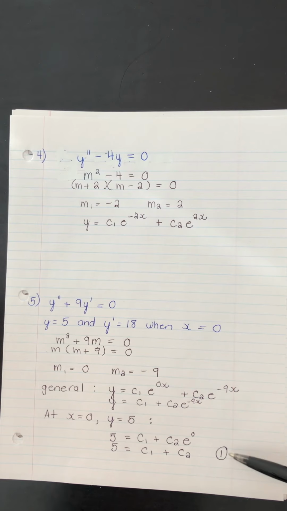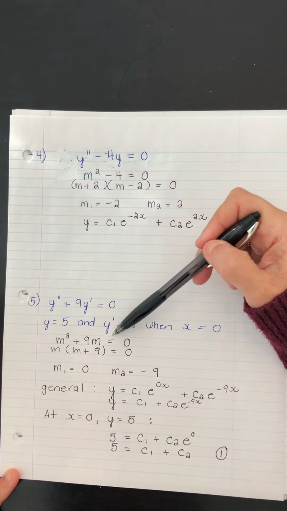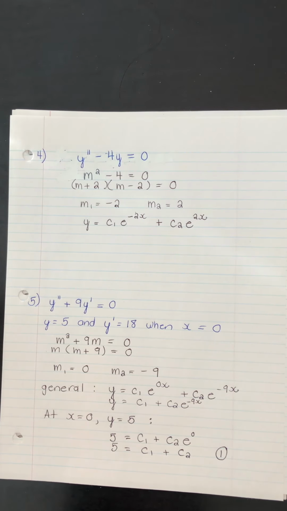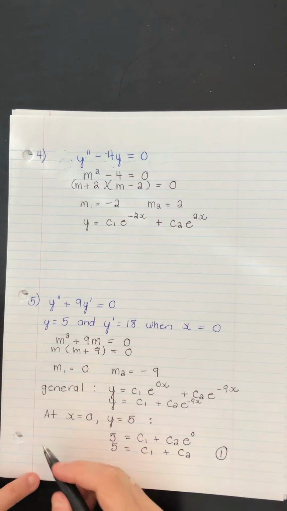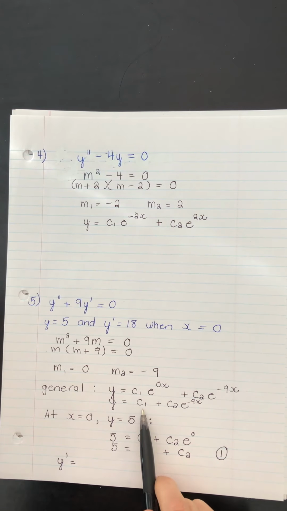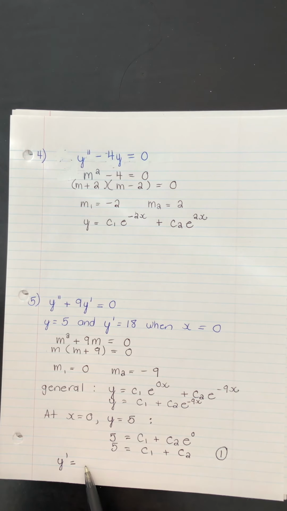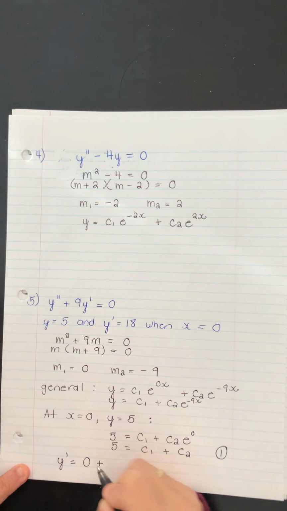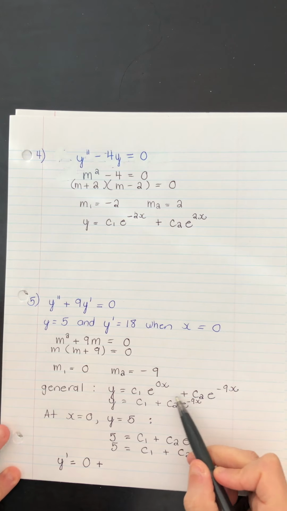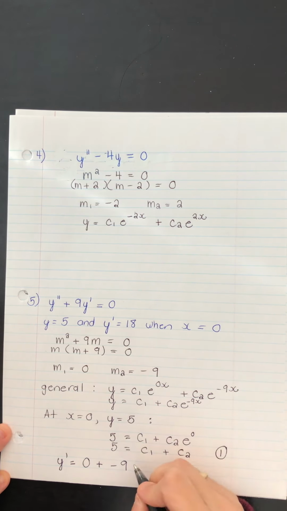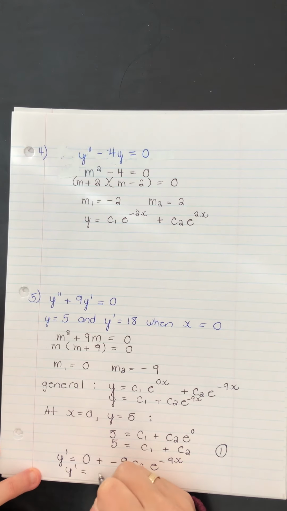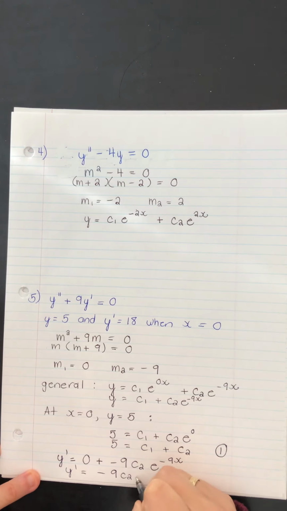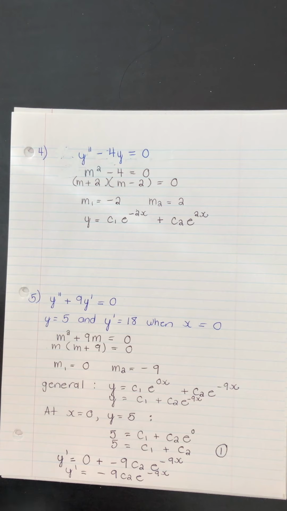Now, in order to generate my second equation, I'll need to use y prime. And therefore, I better figure out what y prime is. Here is y. So we take the simplified version of the general solution and we differentiate it in order to find y prime. First, we differentiate the constant, and that is going to give me 0. Plus, now we take the derivative of this part, so it's going to be negative 9 times c2 e to the negative 9x. So y prime is negative 9 c2 e to the negative 9x. This is our y prime expression.